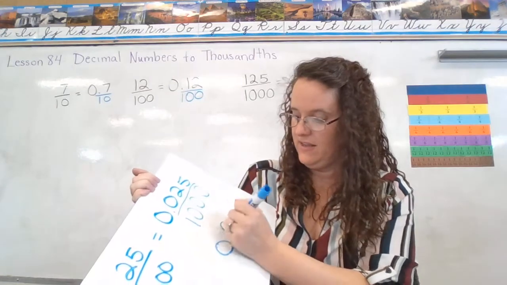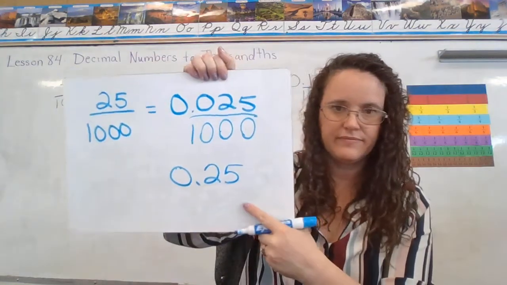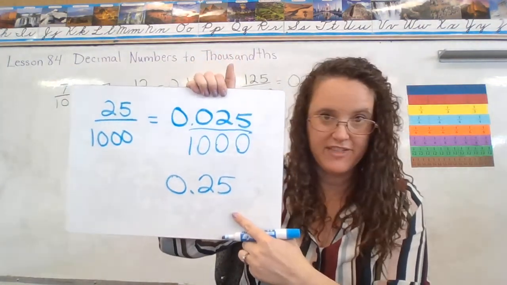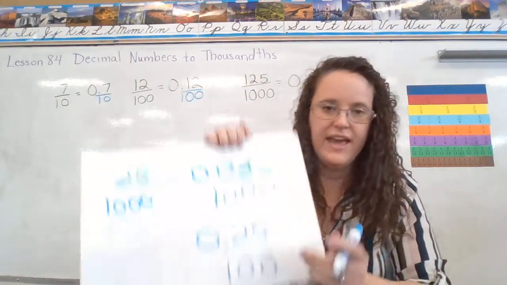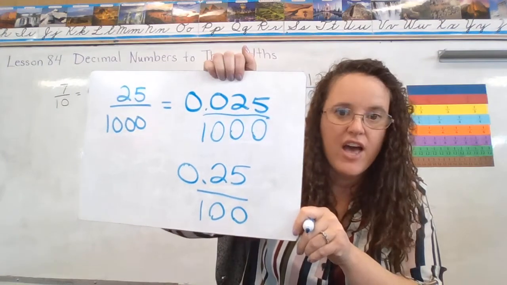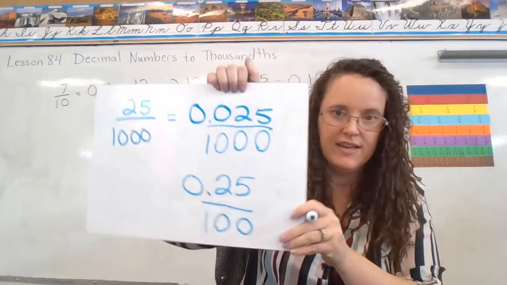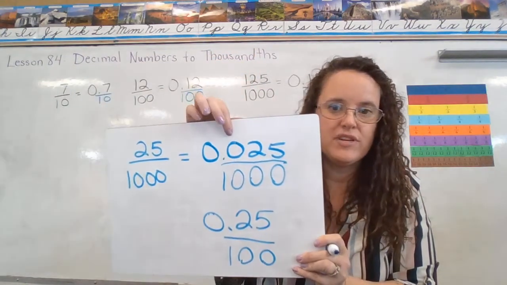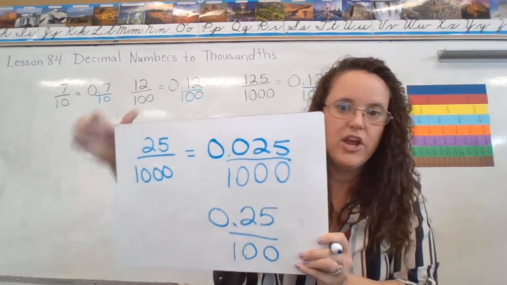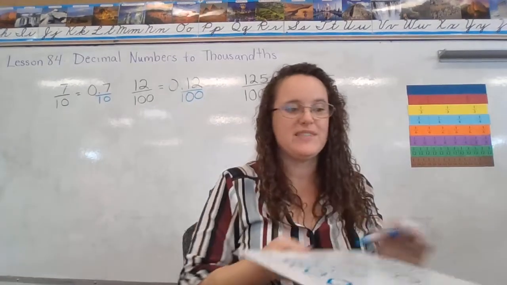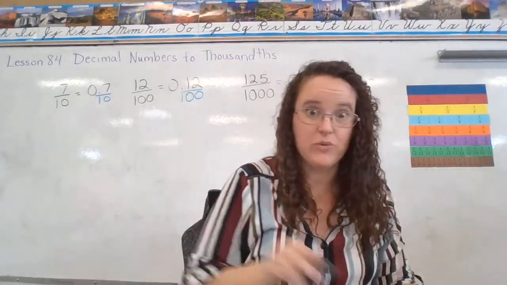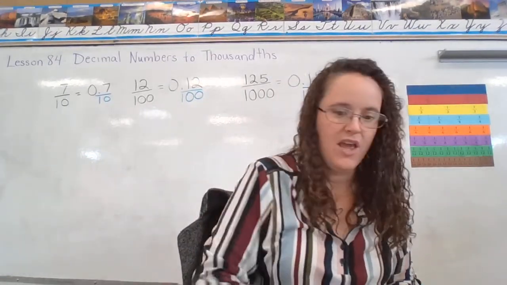This would not be 25 thousandths. If I use my trick, I can see that it's just 25 hundredths. So it's kind of tricky sometimes when you have a zero here. Use my little decimal to fraction trick, and that'll help you stay in the right place value every time.